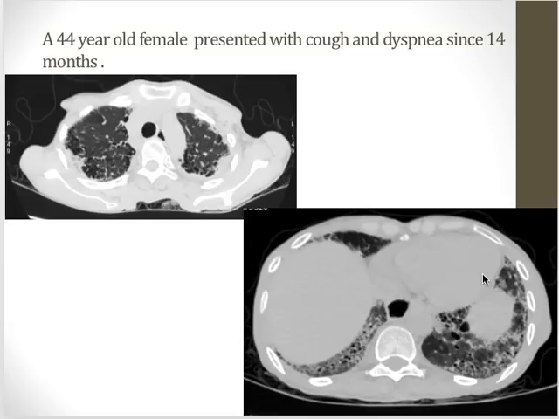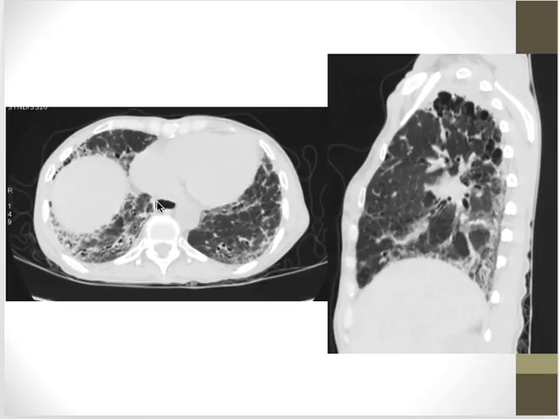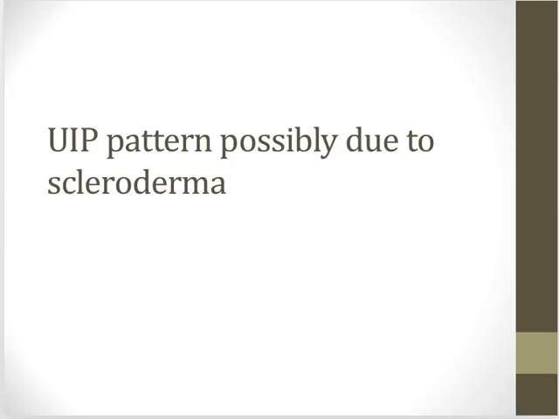So should we stop with UIP pattern? No. We need to check for one more important finding. Always try to look, once you have seen the lung, at the chest wall and other mediastinal structures. So what is this? This is a dilated esophagus. Even here you can see some amount of dilatation of the esophagus. This is another section showing again the dilated esophagus. So there is a dilated esophagus with UIP pattern. What is your diagnosis? It's UIP pattern, possibly due to scleroderma. I am saying possibly because it has to be proved serologically.